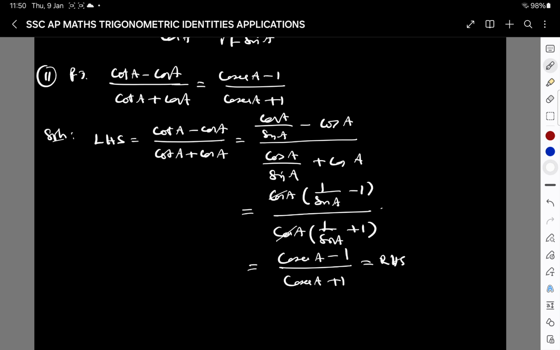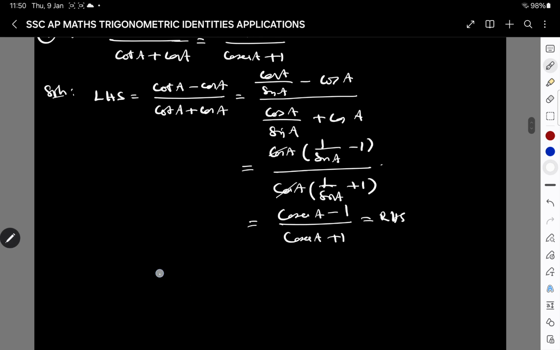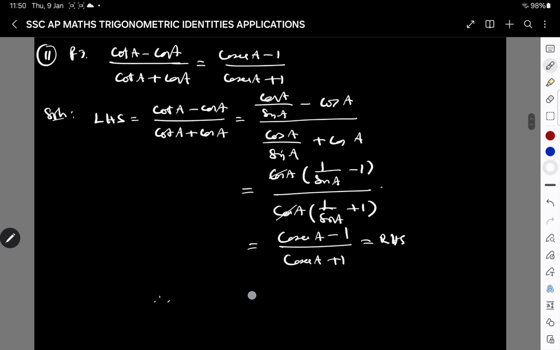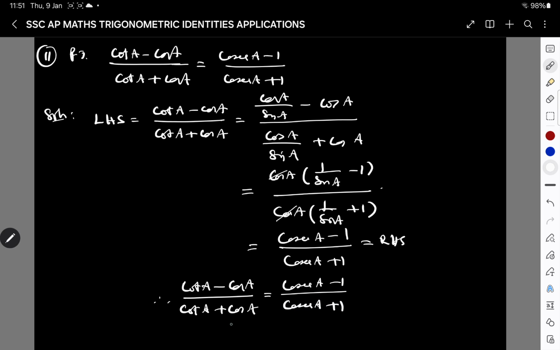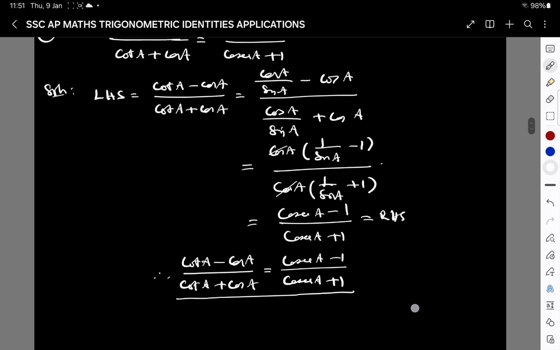And now whenever you prove an identity, you must always write the answer once again. That is, you have proved cot a minus cos a by cot a plus cos a is equal to cosecant a minus 1 by cosecant a plus 1. You must write the answer. If not, you will lose your marks in the examination. This is one identity we proved.